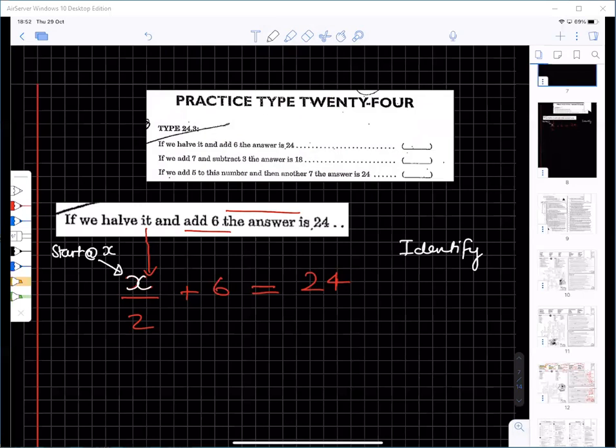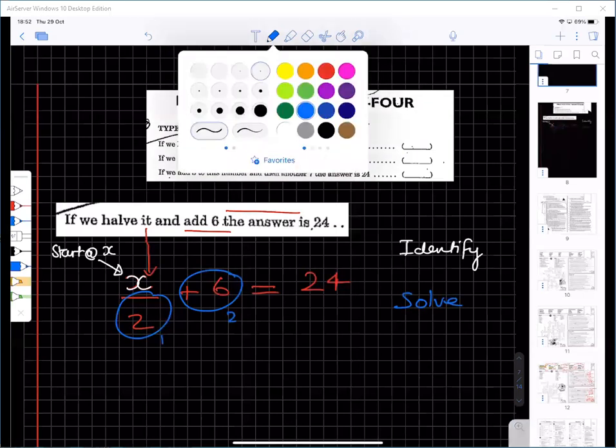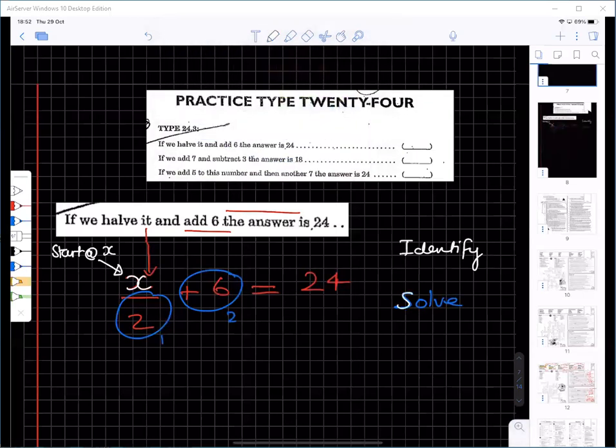The first action is divide by 2. Fantastic. I'll label it 1. Next. And the second action is plus 6. Beautiful. I'll label that 2. Fantastic. So you've identified the actions. So what's the next keyword? We solve. So when we solve, in which order do we move the stuff? We do the add 6 first. Why is that? Because what's our intention? We reverse.